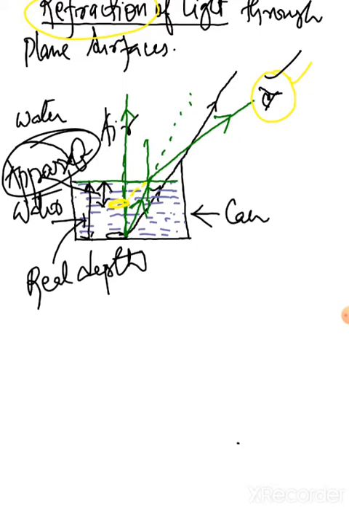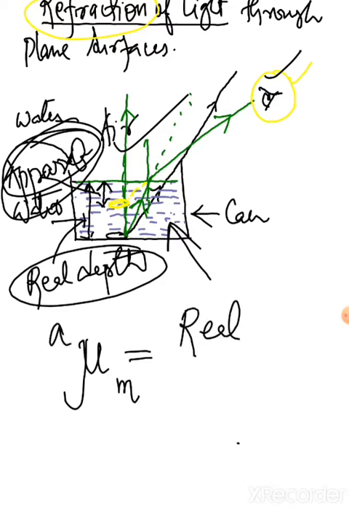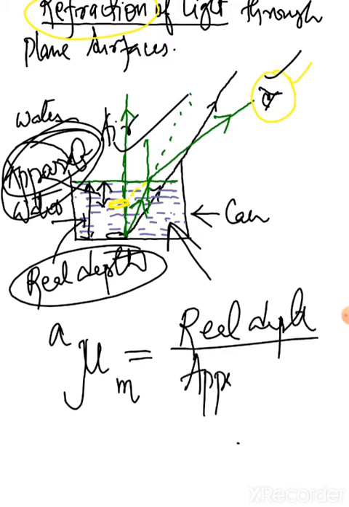Okay, and actual depth, that is real depth. And again, the ratio of real depth to the apparent depth is called the refractive index of this medium. Here I have taken the water, okay, to the other medium, that is air. So the refractive index of that medium with respect to the air is given by one more relation, that is real depth divided by apparent depth. So this is the third relation to find the refractive index.